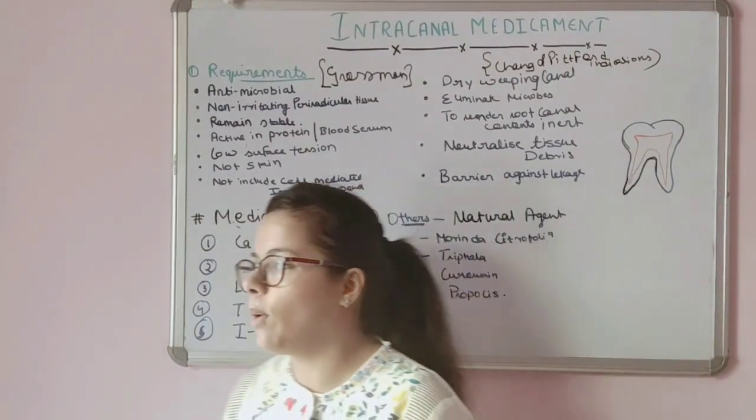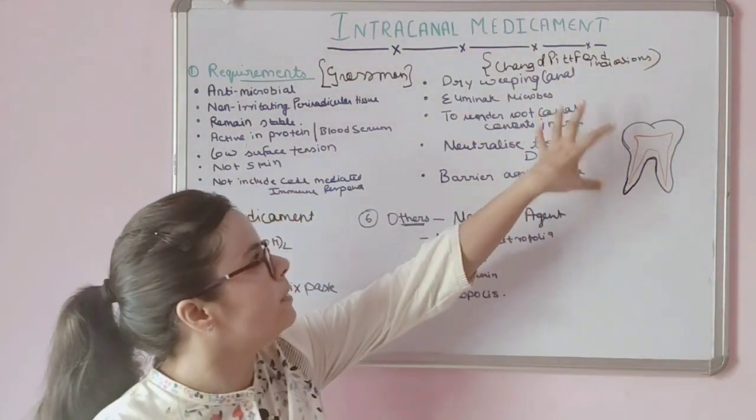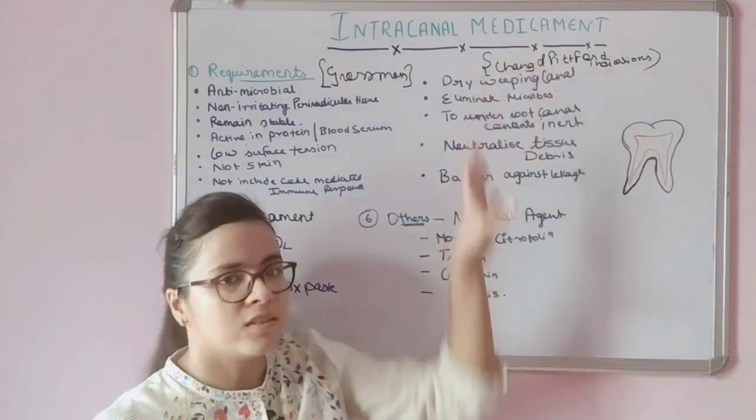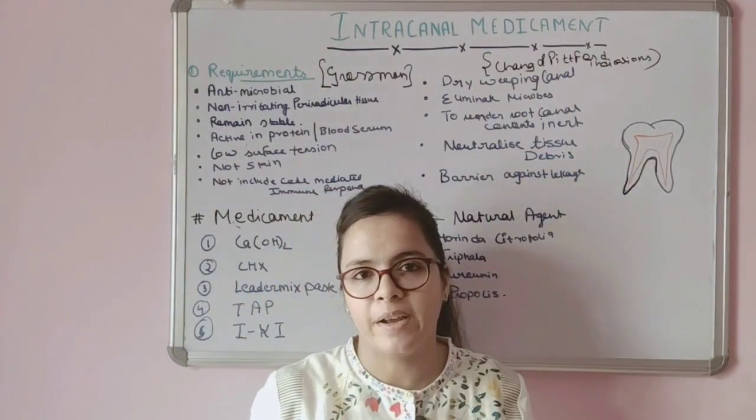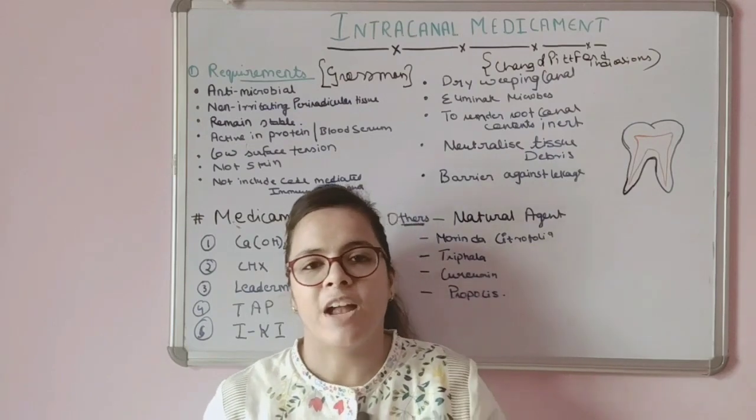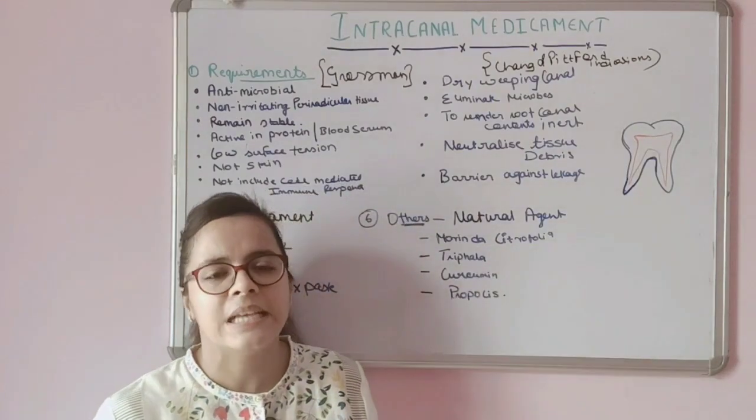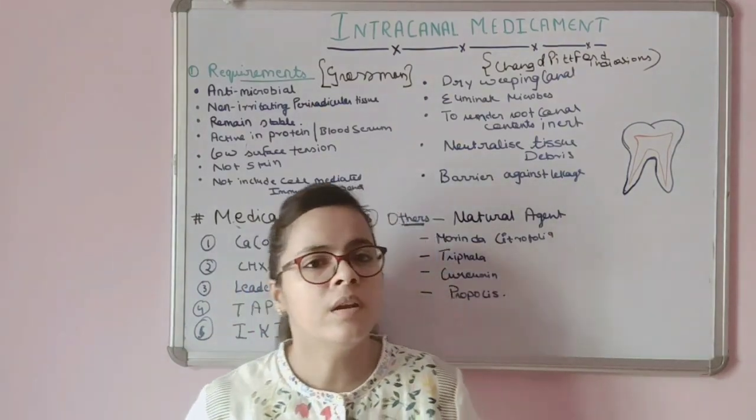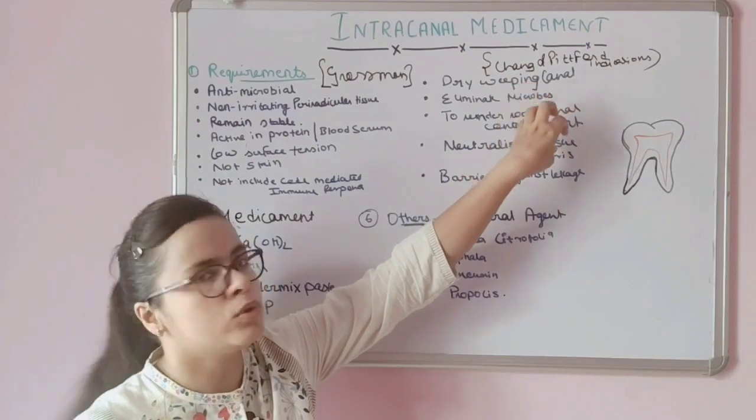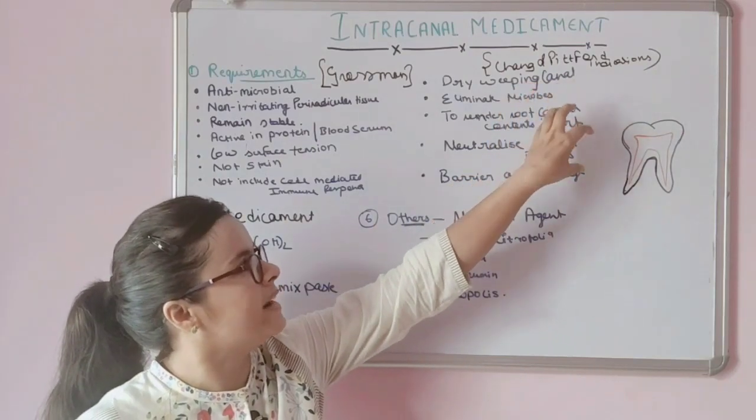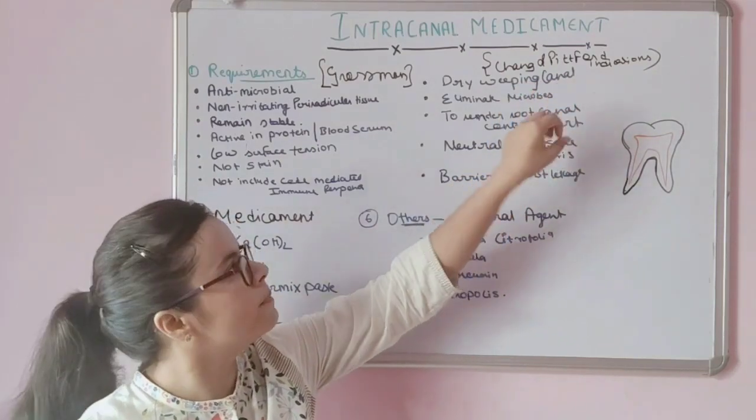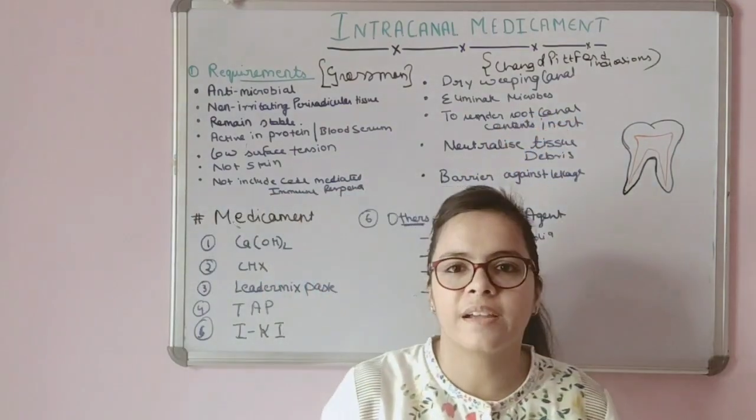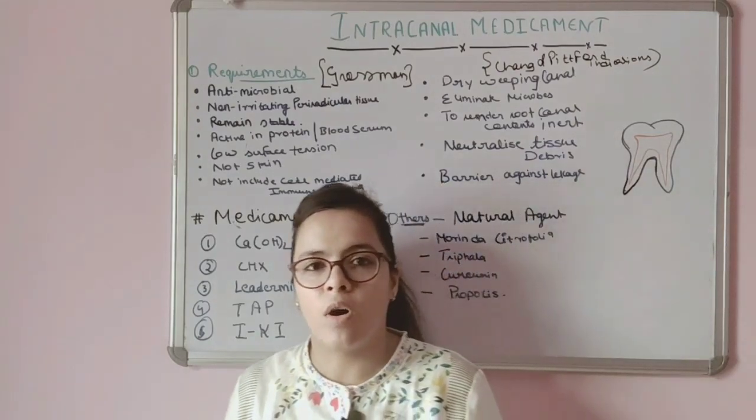If you see the requirements and indications given by Chong and Pitt Ford, which is also given in the book Grossman, you have to use your intracanal medicament when your canals are not drying. That means you have a weeping canal. In that case you use an intracanal medicament so that it dries off your canals, and it is used to eliminate microbes, to render the root canal contents inert, and to neutralize the tissue debris, and it will act as a barrier against leakage so that there is less chance of failure of a root canal treatment.